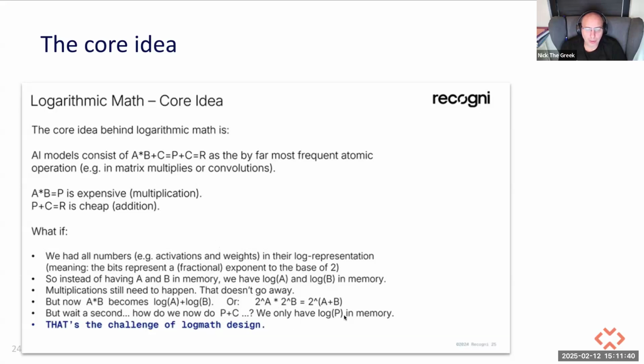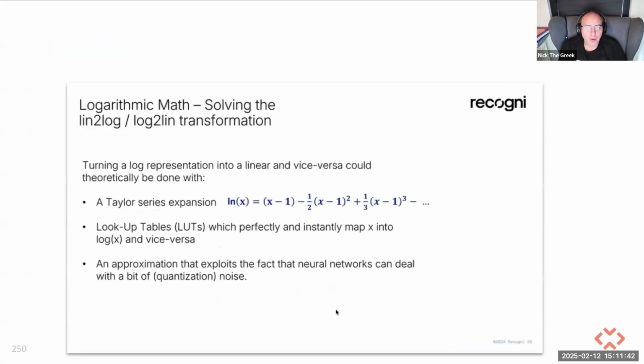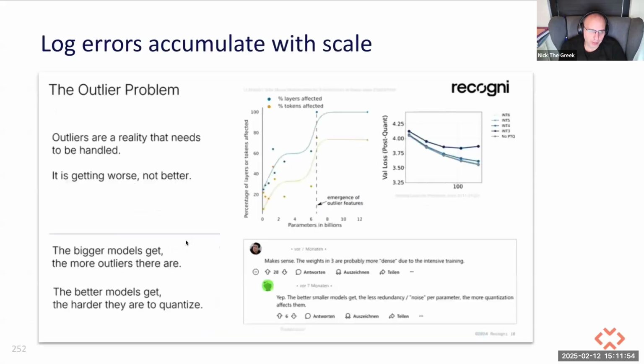And we only have log P in memory. So you can work out the math and put in some Taylor expansion, and lookup tables can come to the rescue. They go through the math. It turns out that you can do it. But the problem is that once in a while, it's unstable. You can always get some places where that kind of approximation doesn't work. And the bigger the model gets, the more outliers you have, and they're getting harder to quantize.